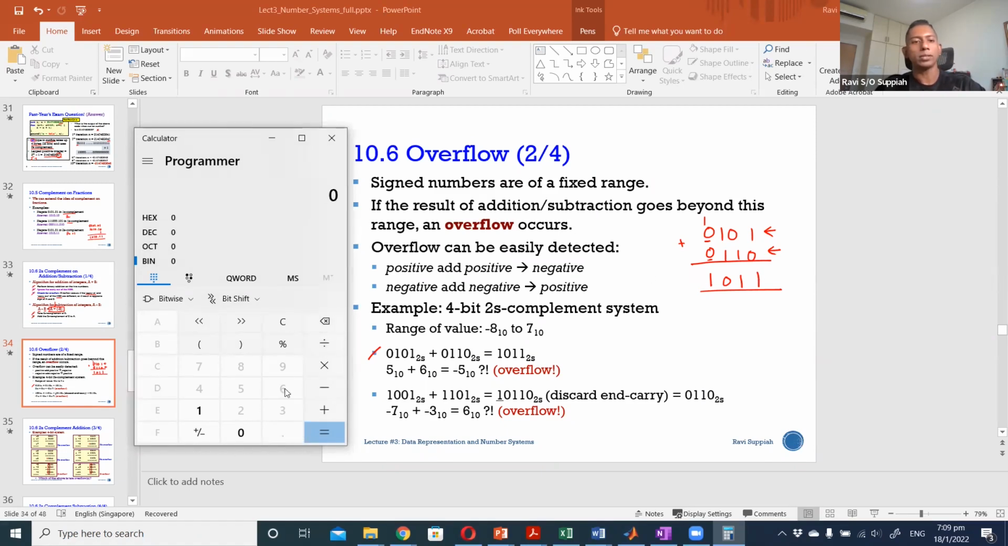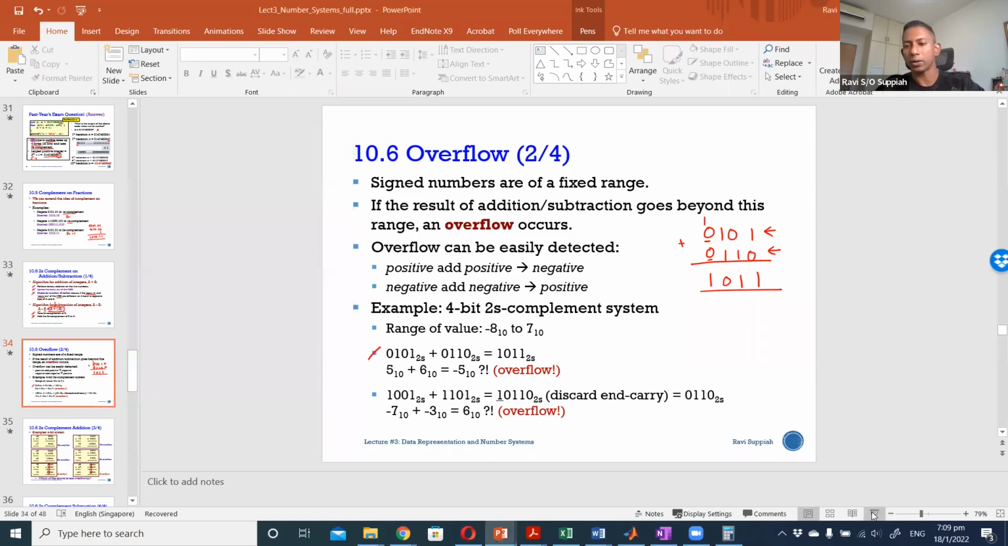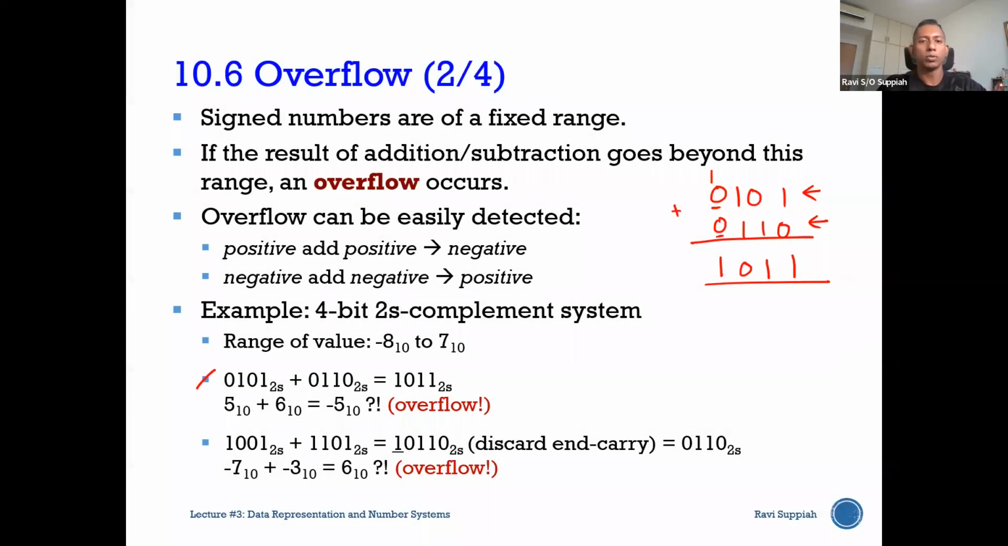Now, the result that I get is 1011. What is the answer here? The answer here is 11. But how can it be 11? It doesn't make sense. Why? Because we are using a 4-bit 2's complement system. A 4-bit 2's complement system means the range of numbers that I can represent is only from here to here, because now I'm looking at both positive and negative. And 11 is beyond this range.